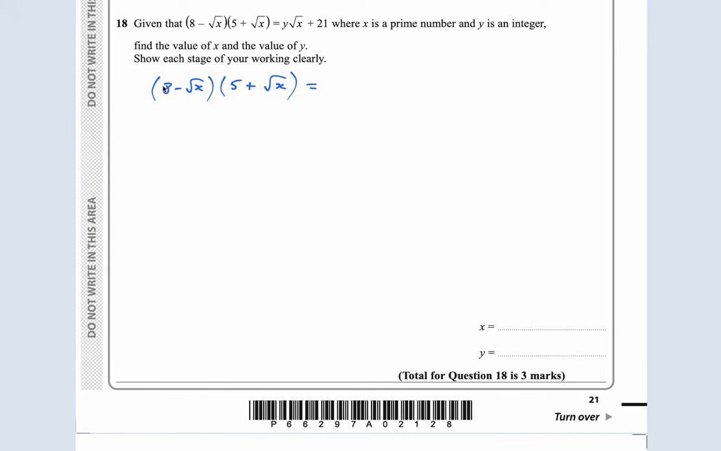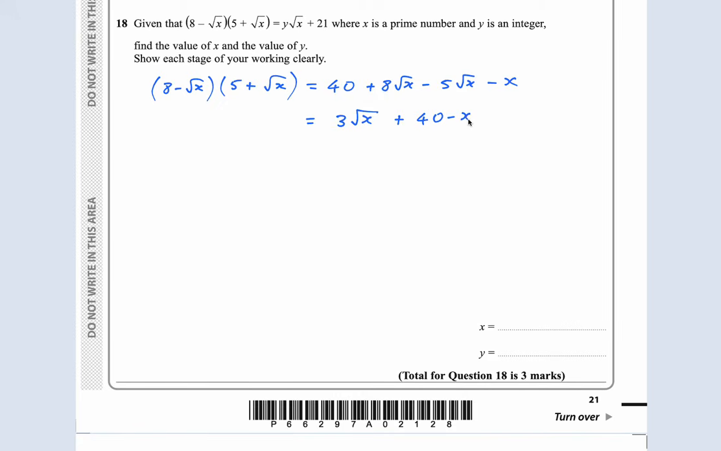Okay, this gives me 8 times 5 is 40. 8 times root x is 8 root x. Minus root x times 5 is minus 5 root x. And minus root x times root x is minus x. Okay, this gives me 8 root x minus 5 root x is 3 root x. So this gives me 3 root x plus 40 minus x.